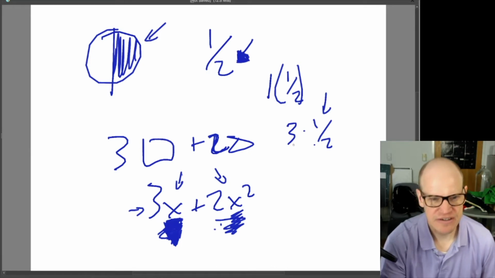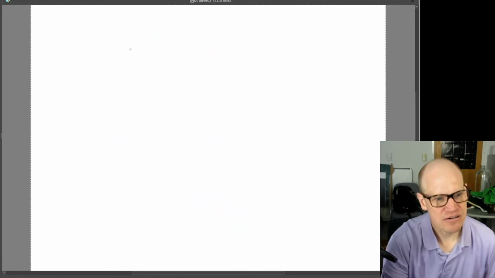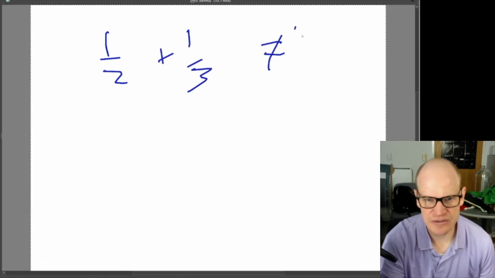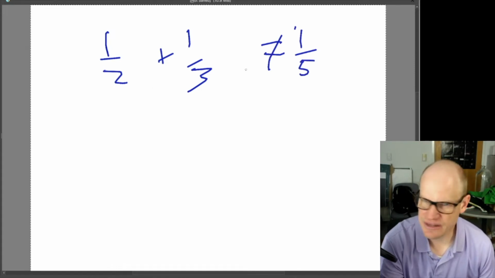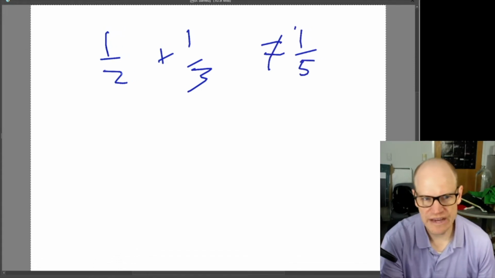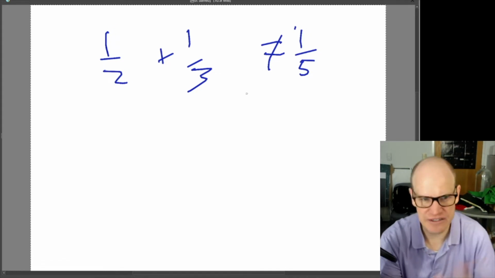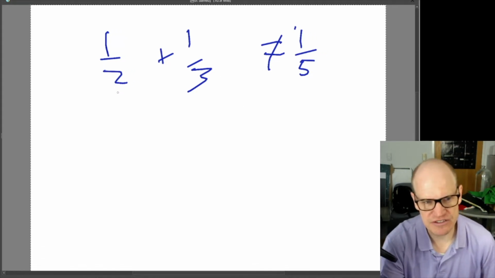If you have a half and a third, you can't just add these together. It's not 1/5, because you don't just add the denominators. This is like saying 1 apple and 1 orange. How do they add together? You have to come up with a way to combine them. And the way that you combine them is that you find the common denominator.